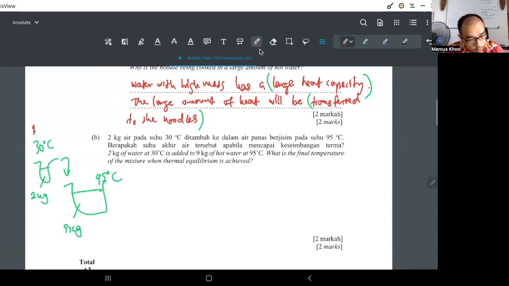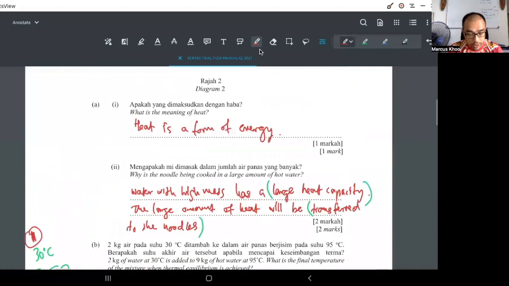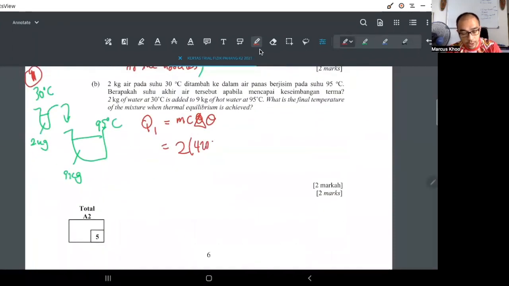So let's consider situation 1. It will rise in temperature. So the energy in situation 1 is mcθ, not mcΔθ. The mass is 2. I think it's not given here, but I'm going to give you the c of water is 4,200. It actually doesn't really matter because the c is the same. But the Δθ, it is going to rise in temperature, so it will be θ minus 30, and θ is the final temperature of the mixture. Let me leave this here for a while.